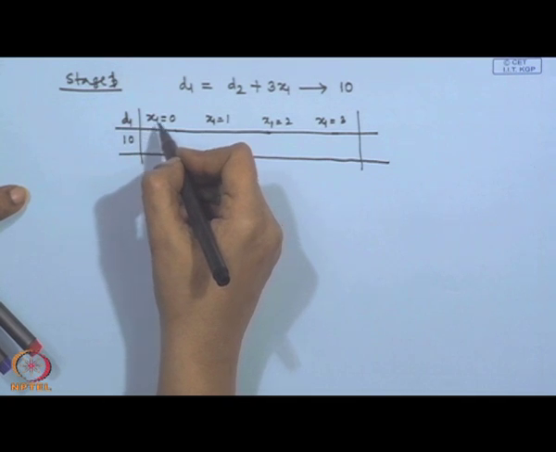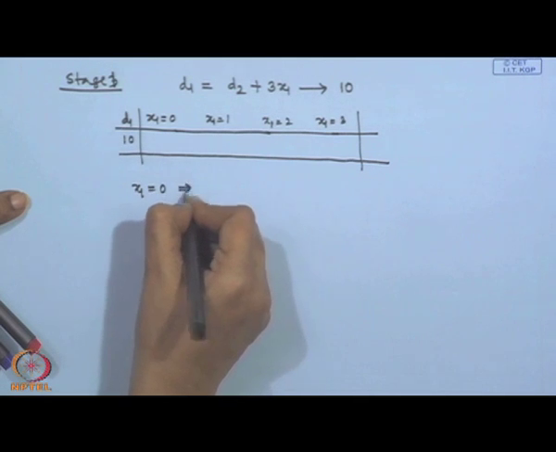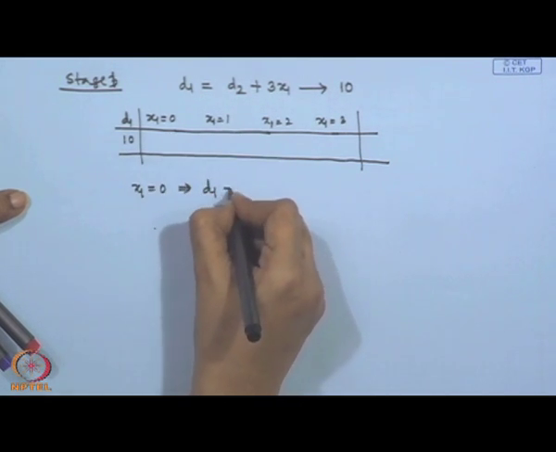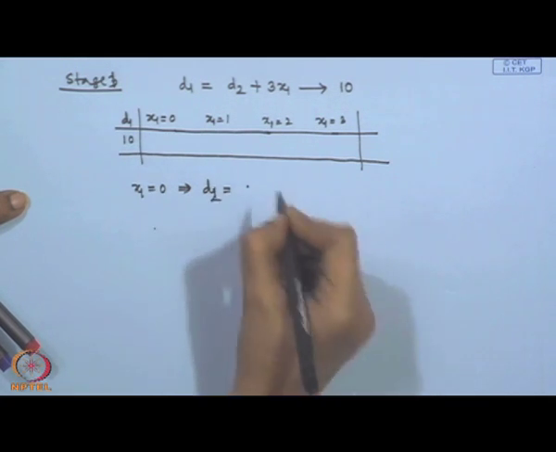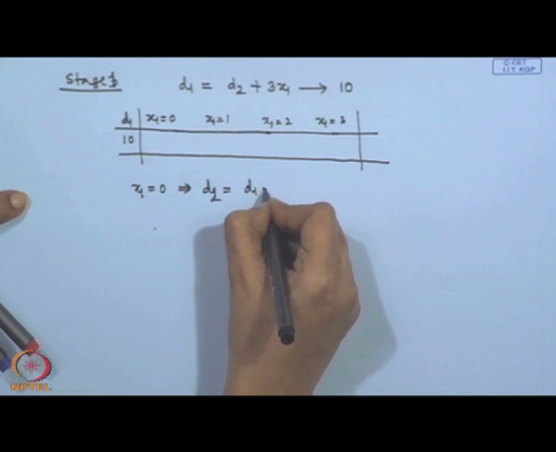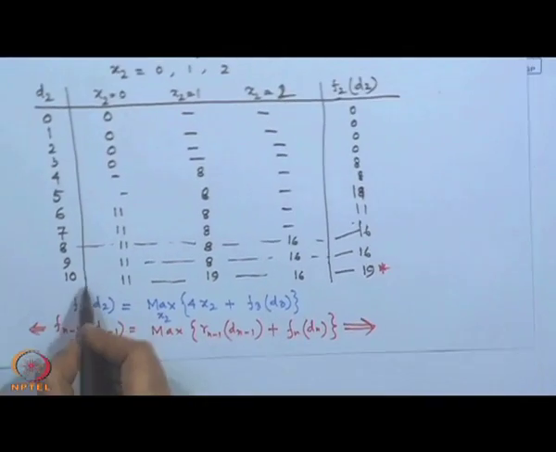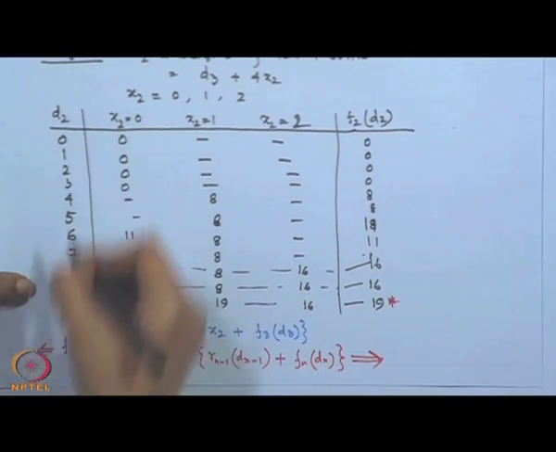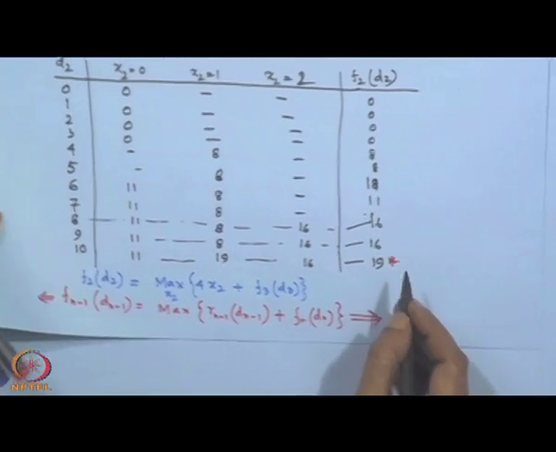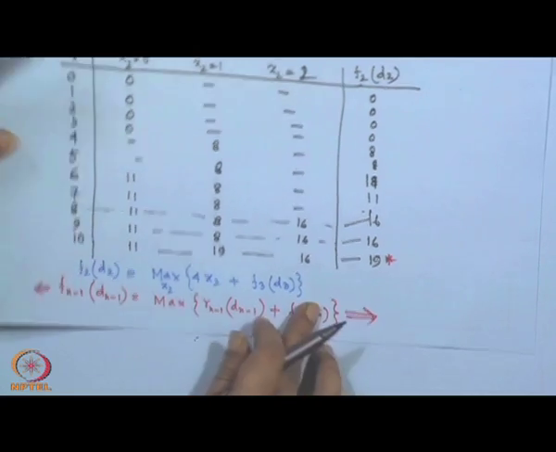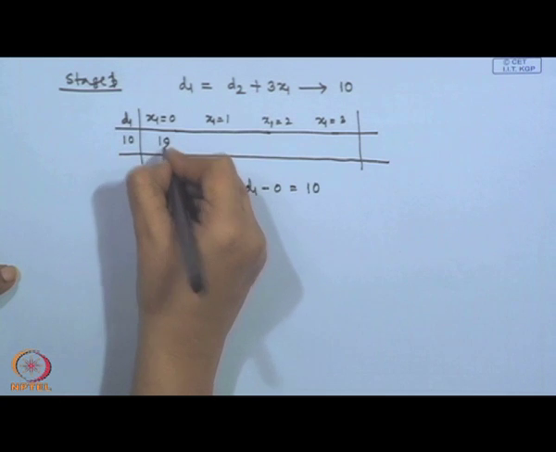If we consider x1 equal to 0, what does it mean? x1 equal to 0 means D2 is equal to D1 minus 0, that is equal to 10 only. If I go back to the previous stage, if D2 is equal to 10, the corresponding objective functional value is 19 and here the return is 0 for this case, that is why 0 plus 19 would be 19 only, alright.